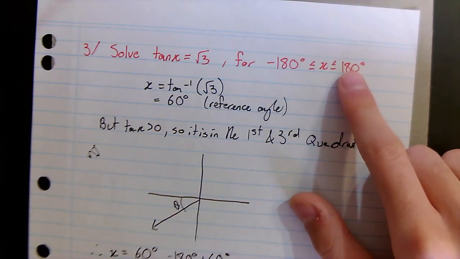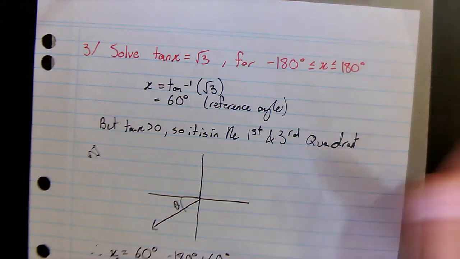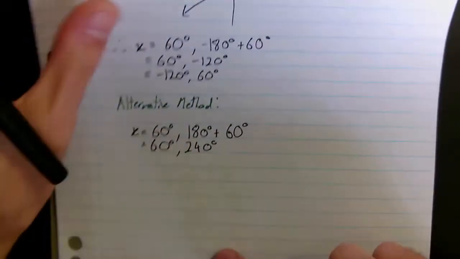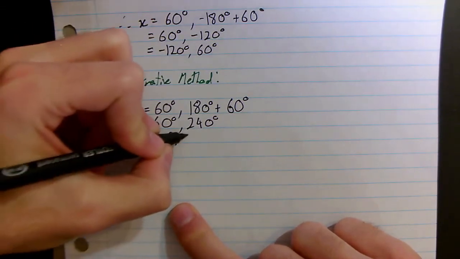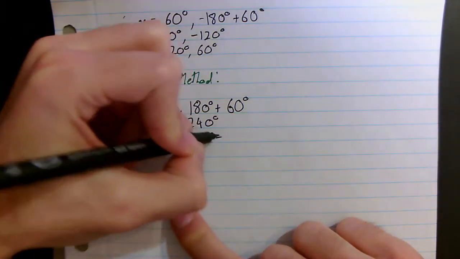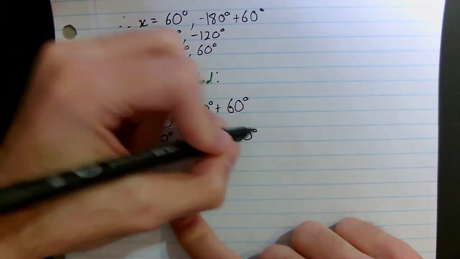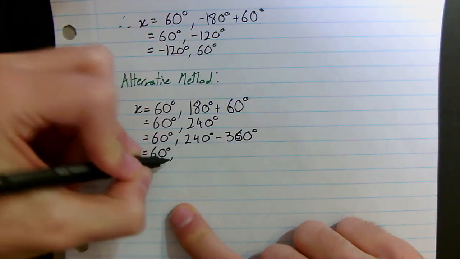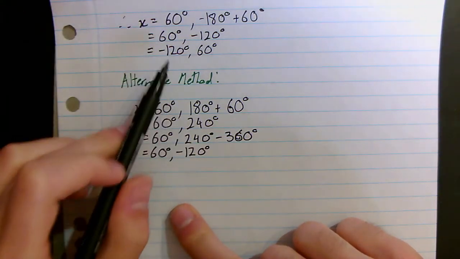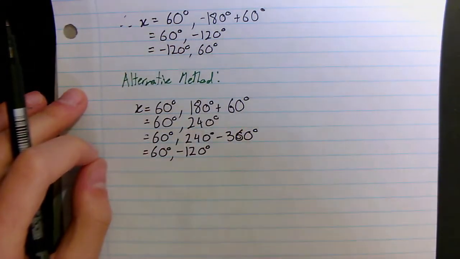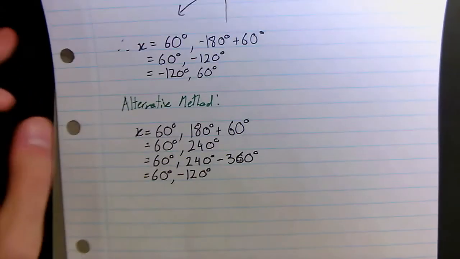So what I'm going to do here to adjust it in my domain, because this is way bigger than the domain, is subtract 360 to see if it eventually does fall in the domain. So 240 degrees minus 360 is equal to negative 120 degrees, as we got up here as well. So that's an alternative way to do it.